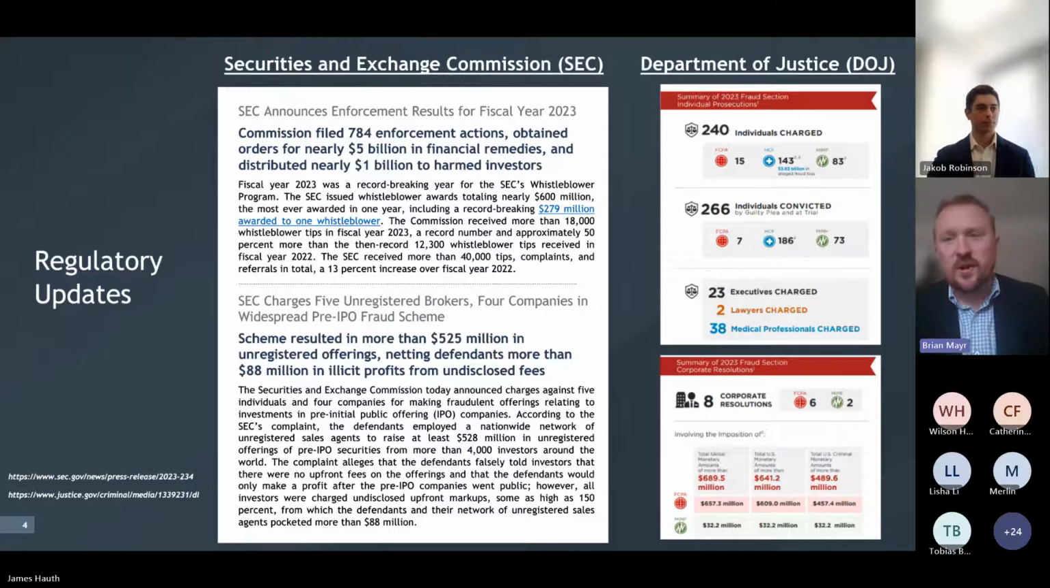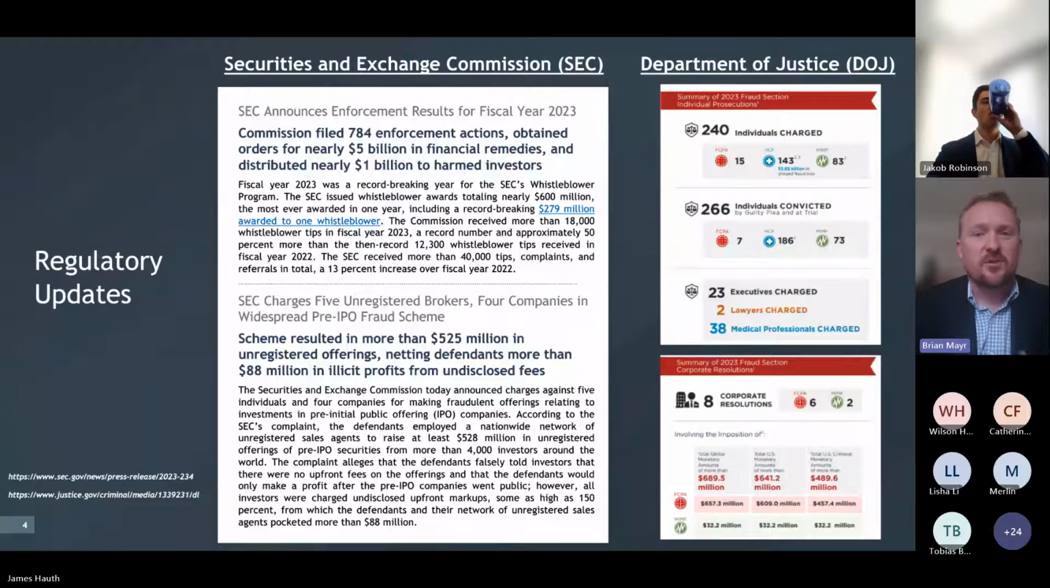Great. Why don't we start out with some regulatory updates, right? These are direct fraud news coming out of both the SEC and the DOJ. And I think it's really important to start out with a slide like this, just to highlight the importance of forensic accountants and the fraud industry as a whole, and look at some of what's happened based on recent publishments from both the SEC and the DOJ.